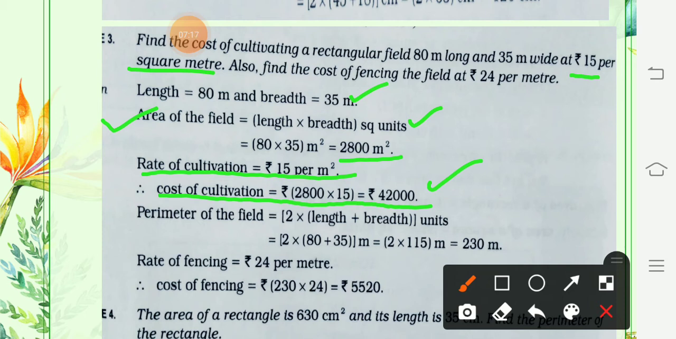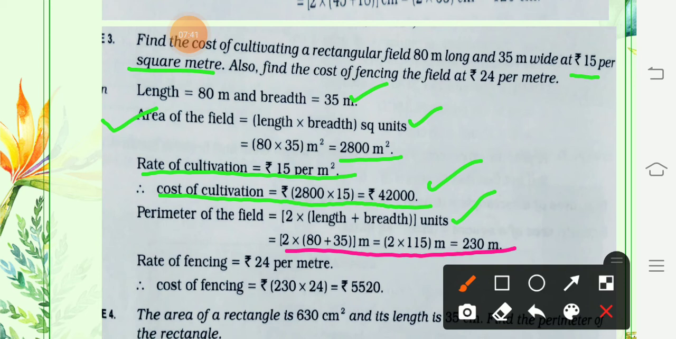So students go to the back concept. Fencing के लिए हमें किस चीज़ की ज़रूरत पड़ेगी? Area की. Fencing के लिए हमें किस चीज़ की ज़रूरत पड़ेगी? Perimeter की. And we need our length and breadth. We have already. So perimeter of the field is 2 into (L plus B) unit. This we can find out. Already you know how to find out perimeter. So by using this formula, we get the perimeter 230 meter.